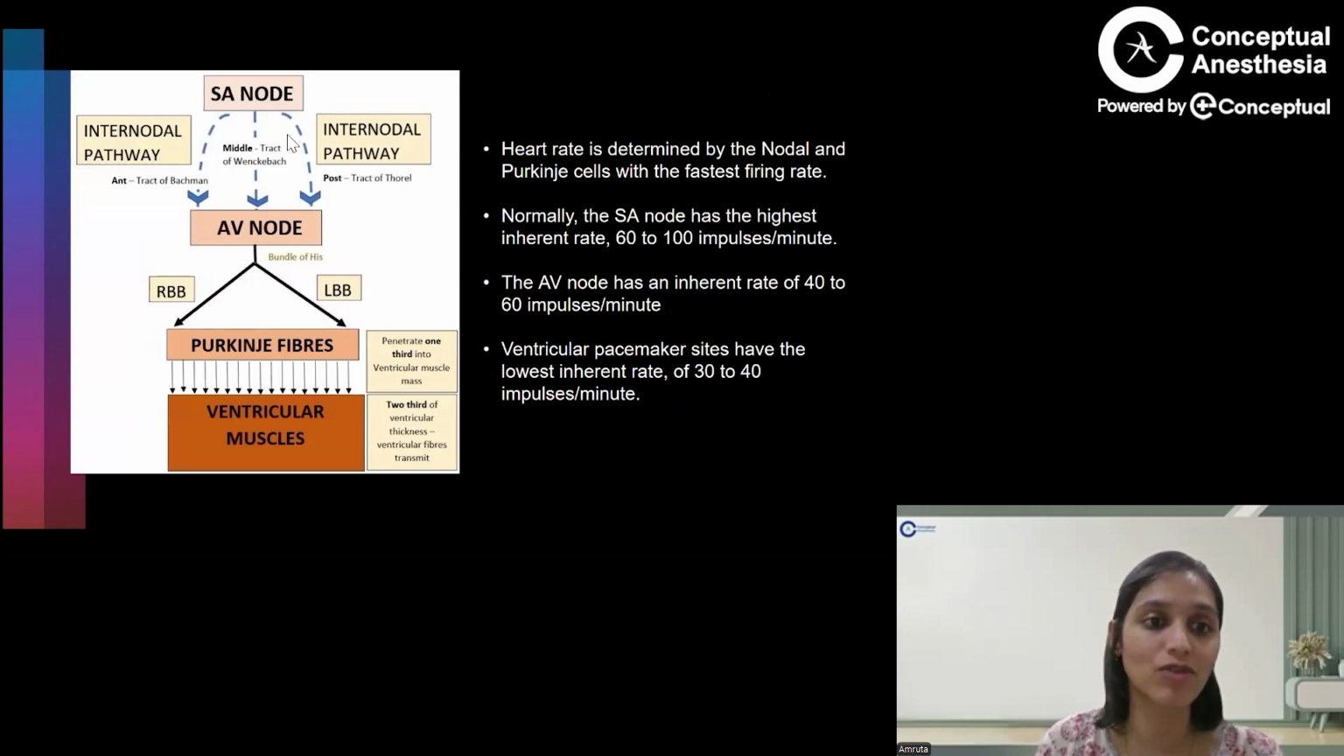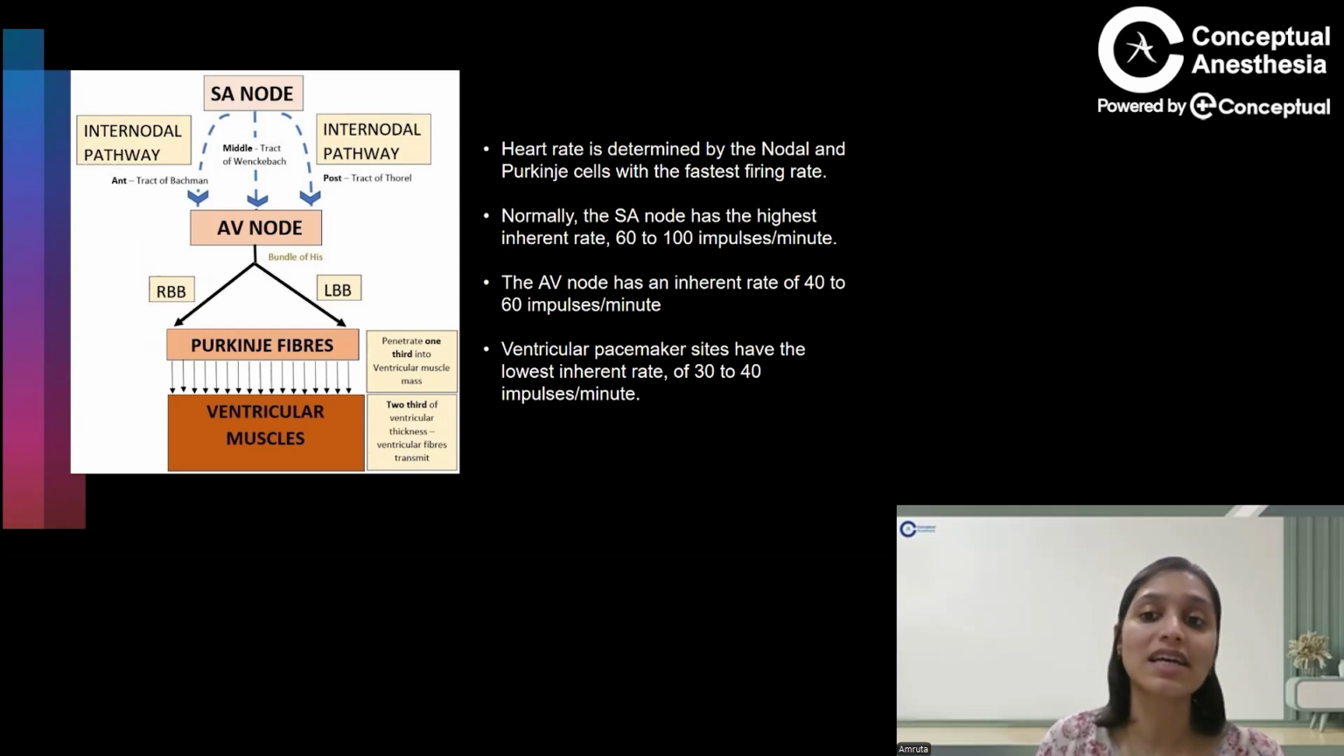From the SA node, the internodal pathway, the internodal being the one between the SA node and the AV node, from the AV node along the bundle of His to the Purkinje fibers, and then it moves to the ventricular muscles. This is your right bundle branch and this is your left bundle branch. Purkinje fibers are mainly present in one third of the ventricular muscle mass, and the remaining two thirds is supplied by the ventricular fibers.